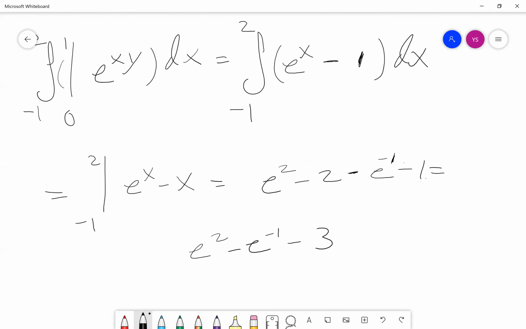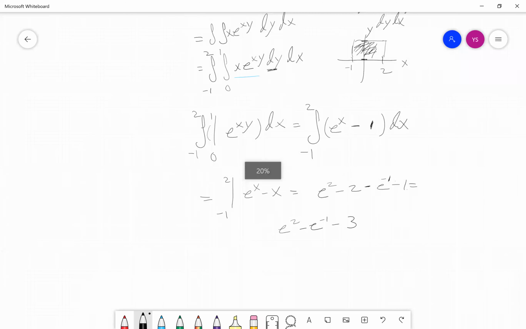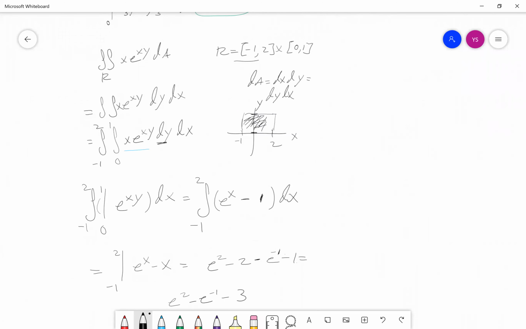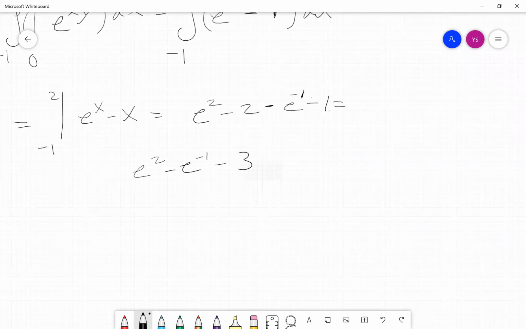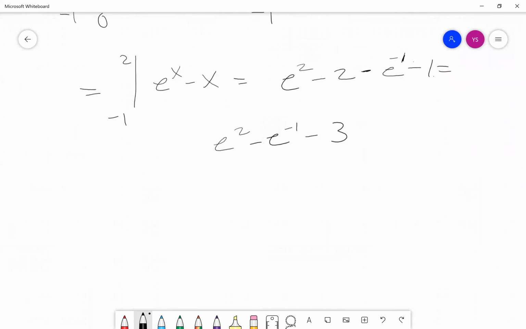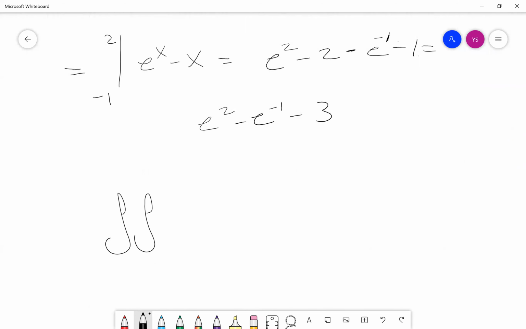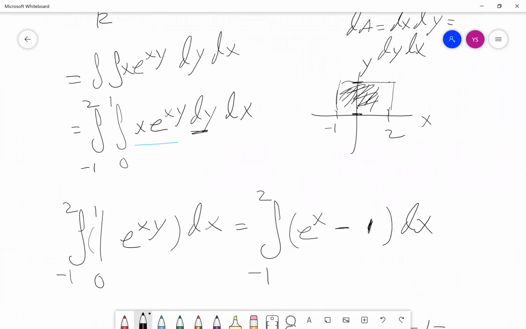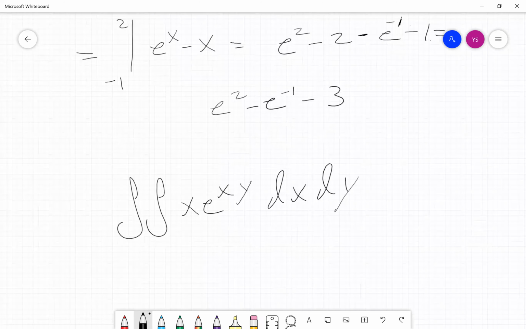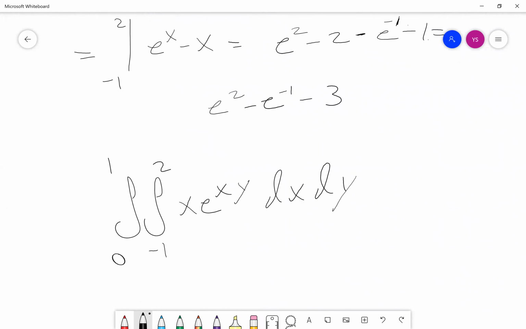Okay, so let's try to do this the second way, which is let's try to do this using our bounds to be, so now we're going with respect to, so double integral x e to the xy. Let's go dx dy, and then our bounds are going to be -1 to 2, 0 to 1.